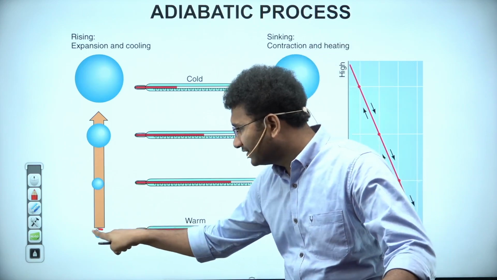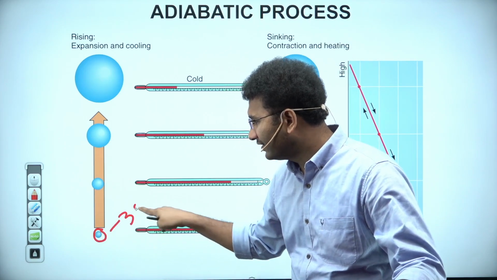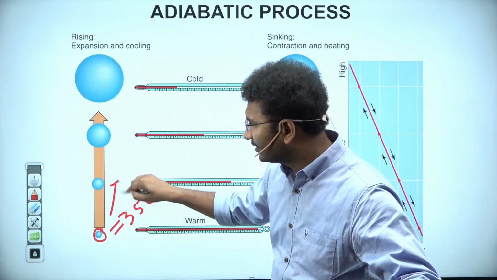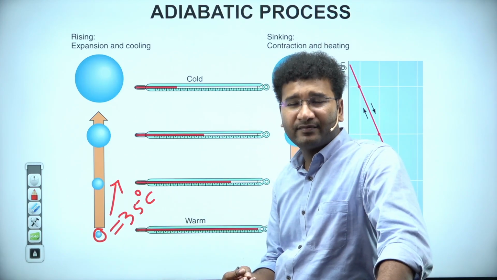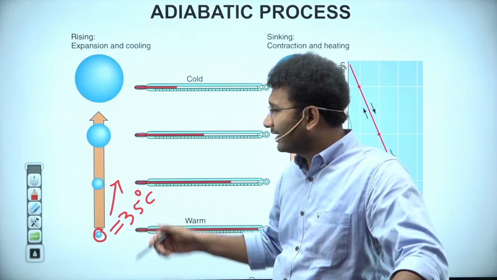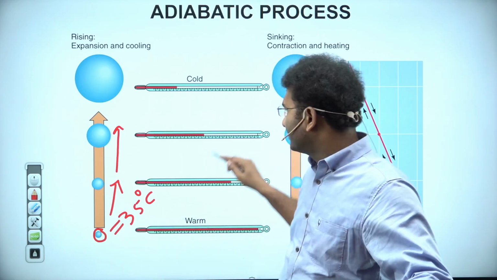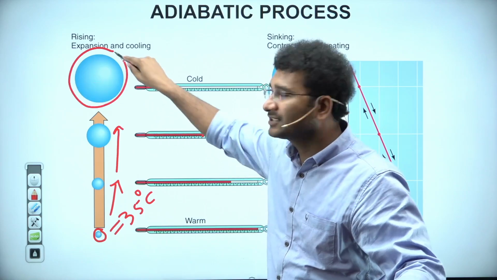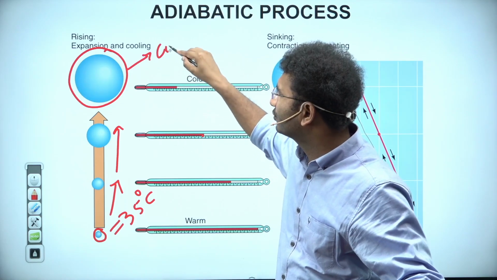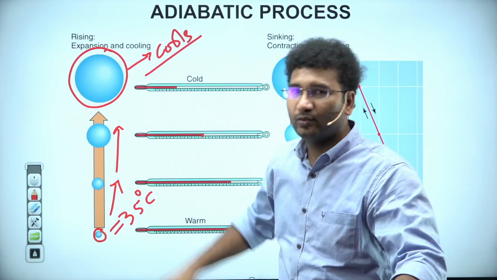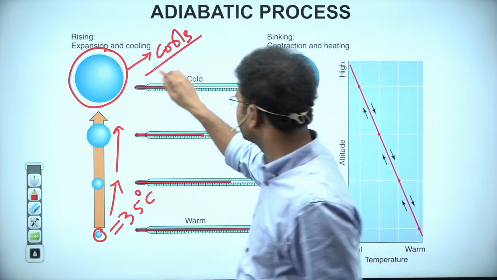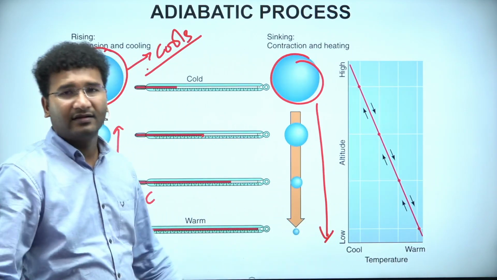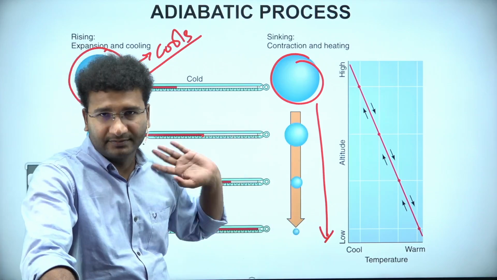Suppose this is the air which has a temperature of 35 degrees Celsius. If you go up 1 kilometer, the temperature will decrease by a little more. Likewise, the temperature might decrease a little more as you go higher. The air expands and here it cools. Once the cooling starts, the same air will come down. While it is coming down, it will heat.